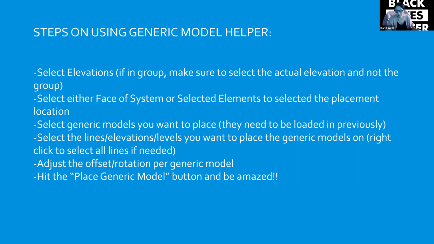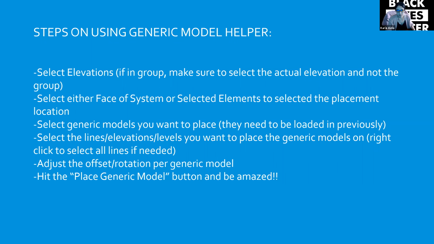So overall, the steps for using the generic model helper: you're going to select the elevations that you want. If the elevations are in groups, we don't see that on Gibraltar since it already went through takeoffs, and when it goes through takeoff, the groups don't last anymore, so they're not in groups. But if they were in groups, you would have to make sure that you're clicking on the actual elevation instead of the group. And after that, you're going to select if you want it to be a faceless system, or select the elements depending on what generic model you're going to be placing.